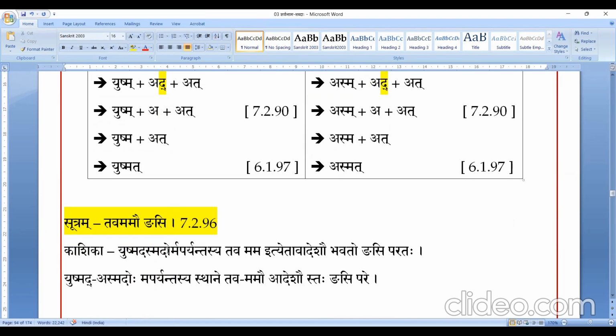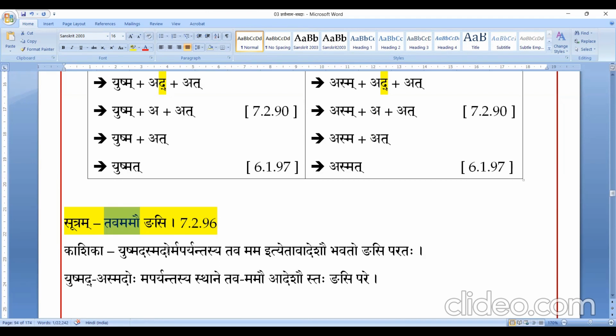I will complete this. Even if it is difficult, I'll complete. After that, you can go through this slowly. Then tava mamau. What is tava mamau? Tava and mama. Tava mamau is what vibhakti? By seeing the form itself, we can tell what vibhakti. Easy. It is 1, 2. Adesha bhavataha.